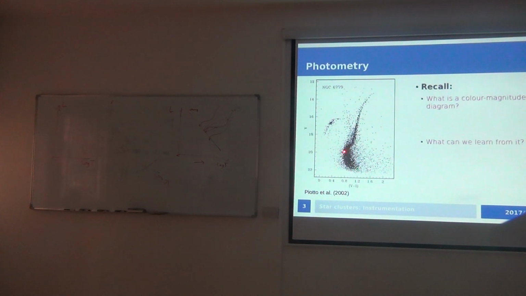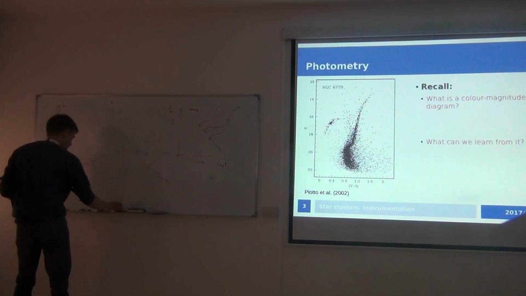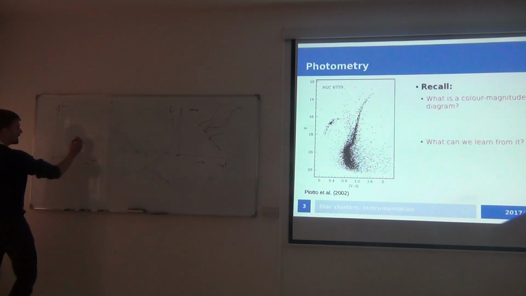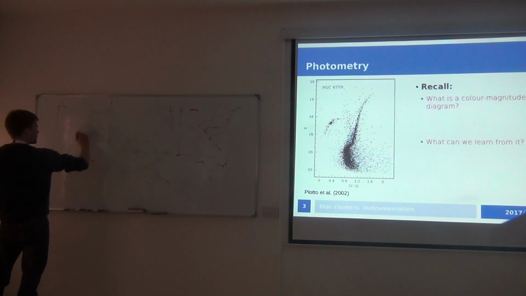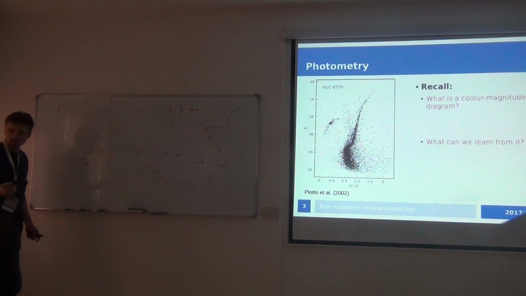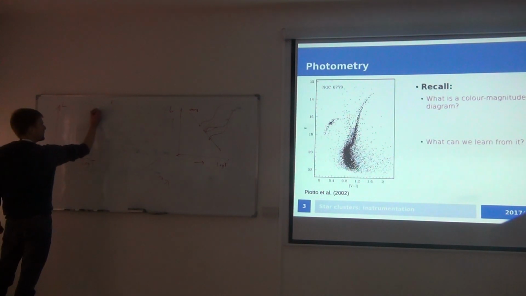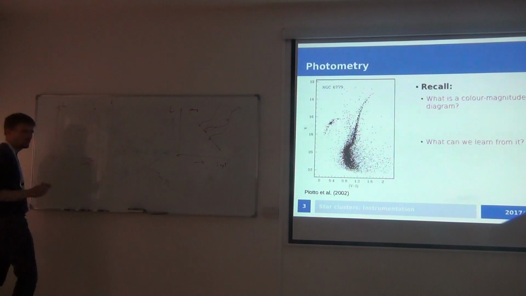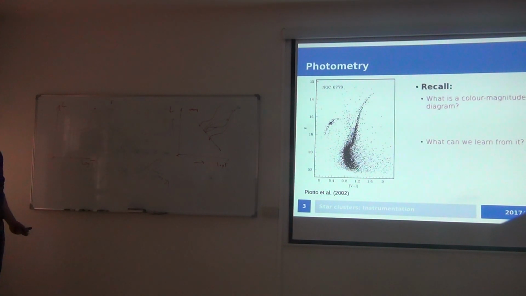So we have the main sequence, then we have the turn-off here, we have the red giants, and we have the horizontal branch. There. So what you learned about in the previous lecture is that at some point the stars move up the red giant branch, until this point here, where they burn hydrogen in a shell.